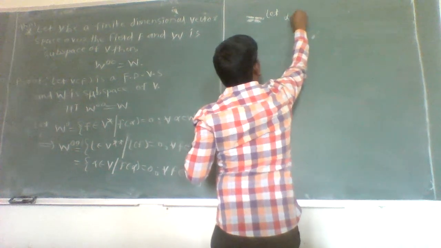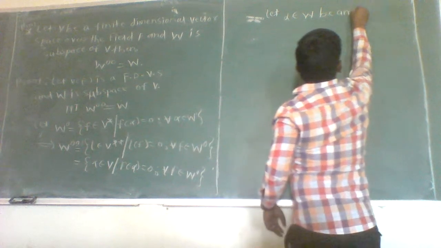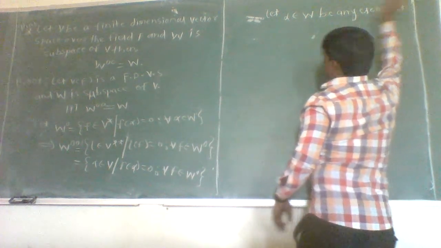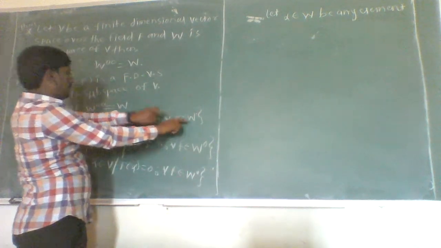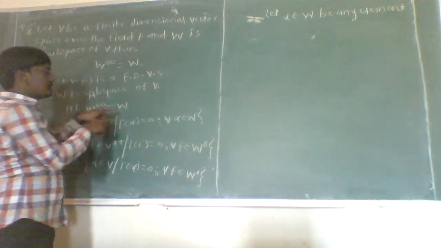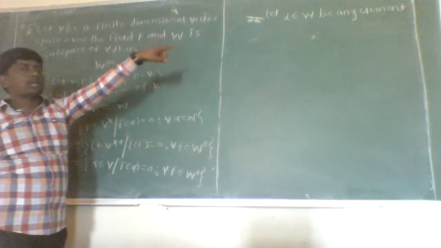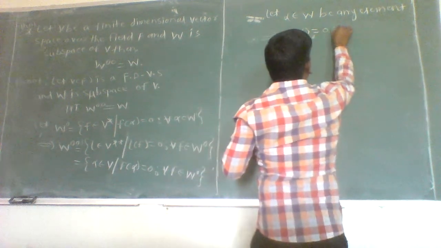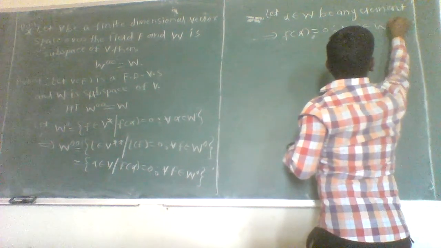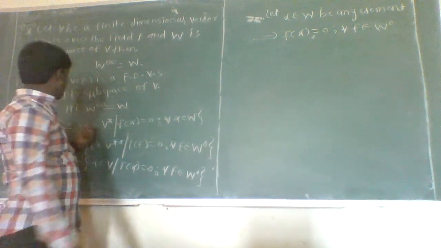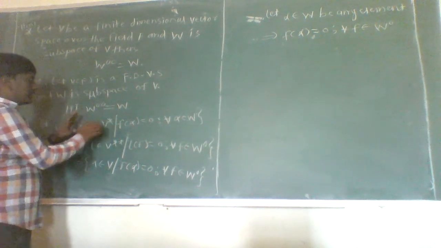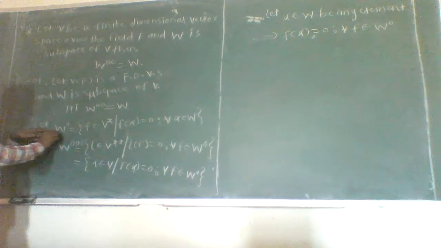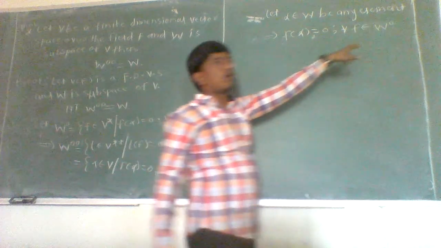Now let alpha belong to W be any element. We know that W annihilator contains all those linear functionals f such that f of alpha is equal to 0 for each alpha belonging to W. As alpha belongs to W, f of alpha is equal to 0 for each f belonging to W annihilator. As alpha belongs to W be any element, f of alpha is equal to 0 for each f belonging to V star, but this set is a subset of W annihilator, so it is f belonging to W annihilator. But f of alpha equal to 0 for each f belonging to W annihilator.